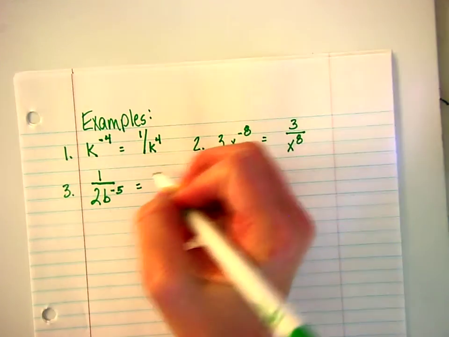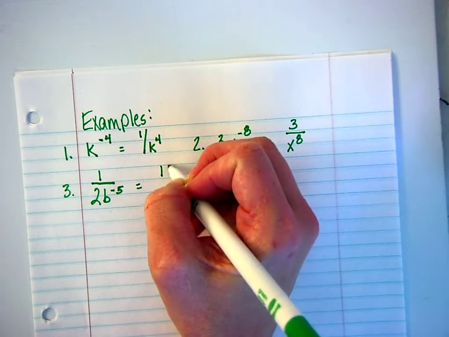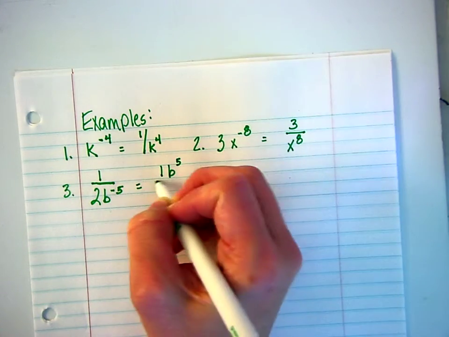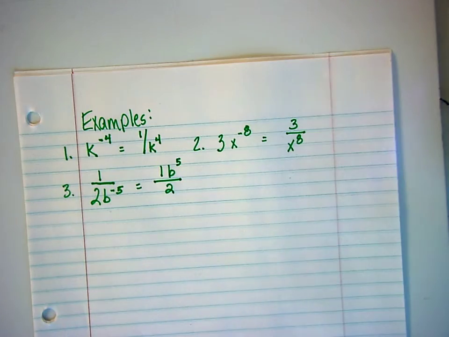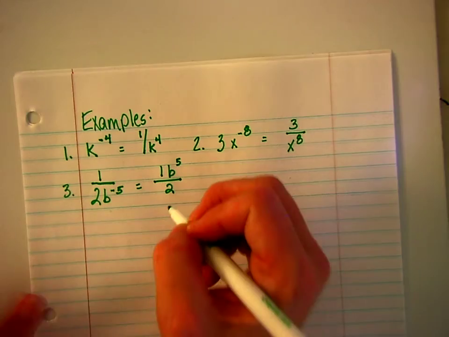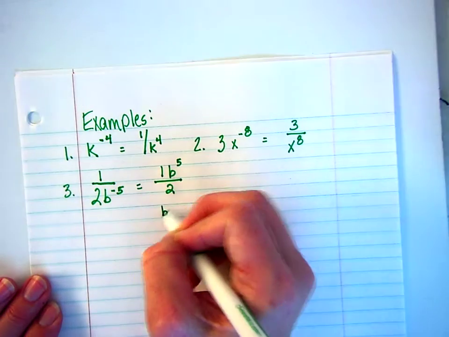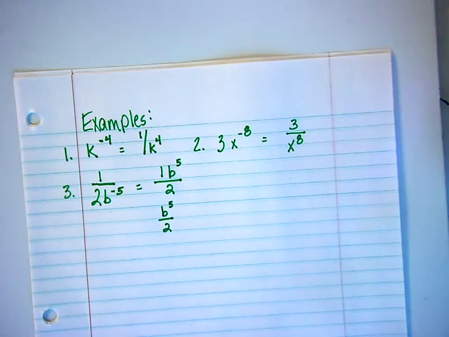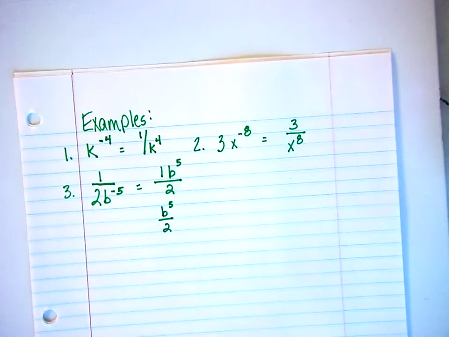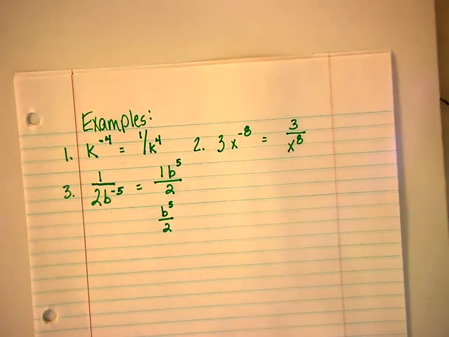Okay, so I'm going to rewrite it. I have 1 b to the 5th power over 2. Do I need to put the 1? No. So if I were to simplify that one more time, I have b to the 5th power over 2. That would be your final answer simplified. Remember, simplifying means that it's fewer keystrokes if you were typing.